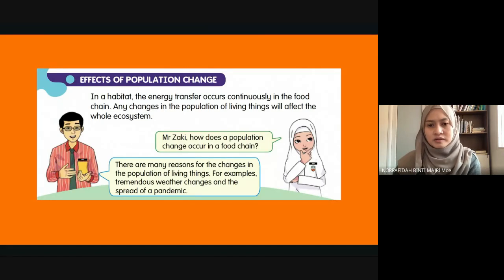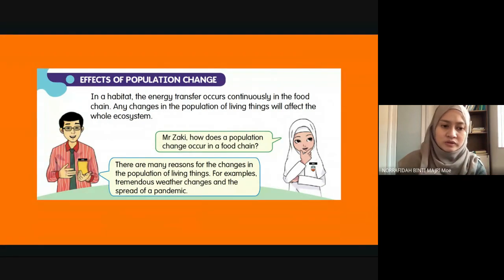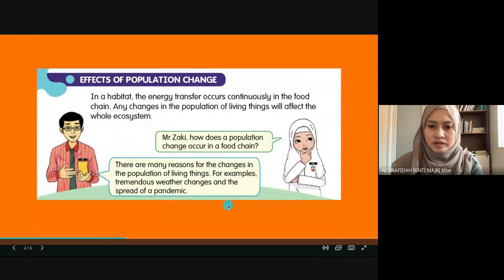And then it will affect the population in the habitat, or bushfire, ada kebakaran hutan. Kadang-kadang kebakaran hutan boleh berlaku sebab terlalu panas. Jadi dia akan memusnahkan habitat haiwan yang tinggal dalam satu tempat tersebut. Contoh dalam hutan itu ada haiwan, tiba-tiba ada kebakaran. Jadi tempat tinggal haiwan tu pun ada kesan buruk. That is the meaning of the effect of population change.